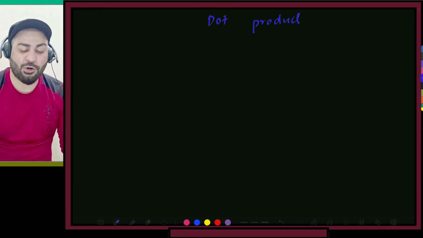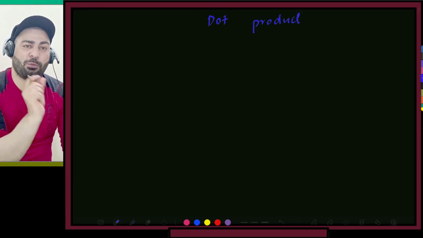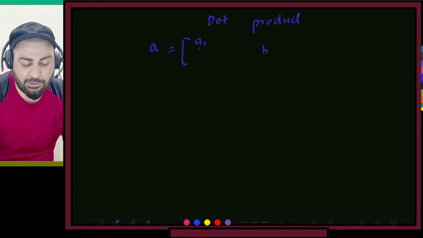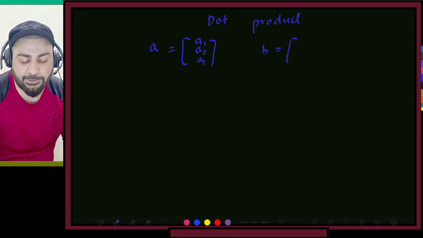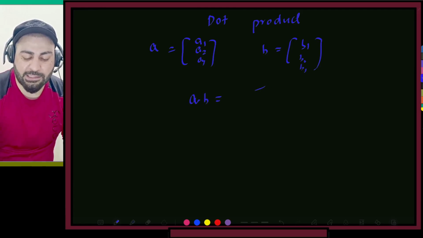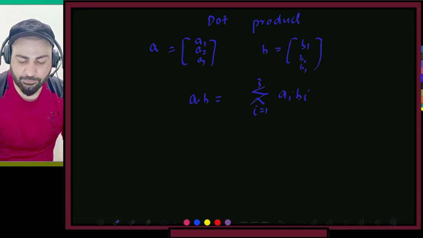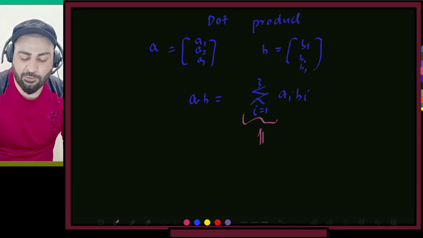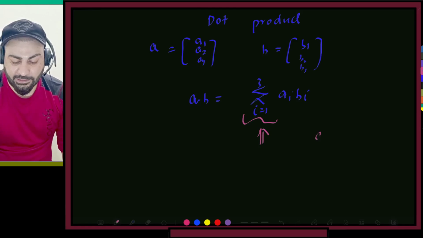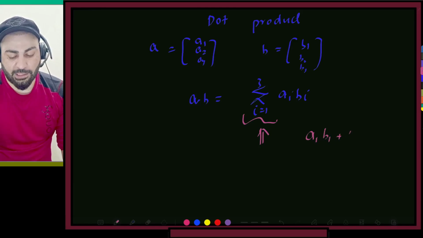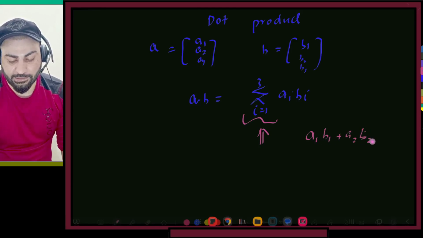One interpretation is that you do multiplication element-wise. If we have vector a and vector b, with values a1, a2, a3 and b1, b2, b3, then a dot b can be written as the summation of ai bi, i from 1 to 3. For those who don't know, this summation is shorthand notation for adding things. So here it will be a1 b1 plus a2 b2 plus a3 b3. This is called summation.